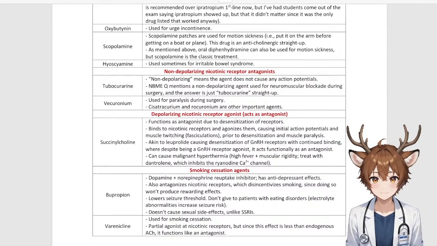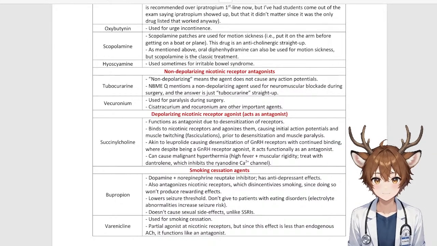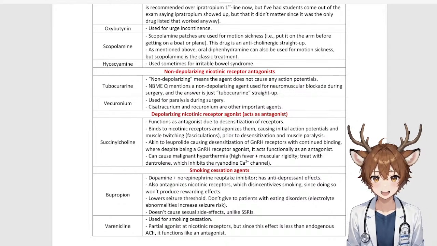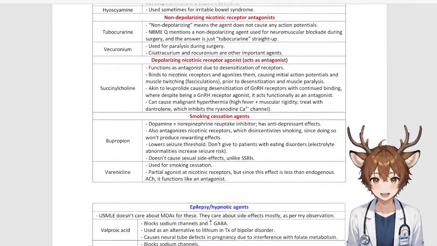Anyway, that's the depolarizing nicotinic receptor agonist, depolarizing type.